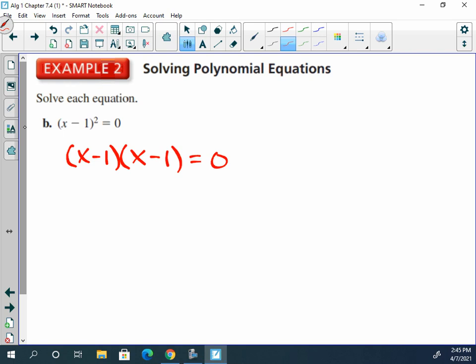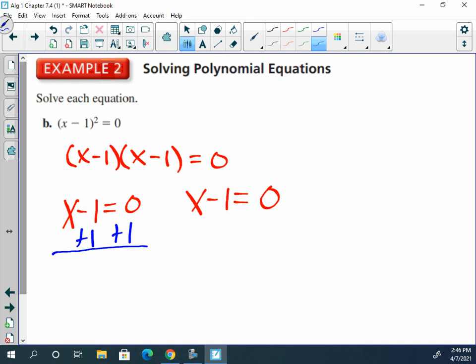So I do have two things that are being multiplied together to equal 0, yes? I have x minus 1 and x minus 1. So we can split those apart, and we can say that x minus 1 is equal to 0, or that x minus 1 is equal to 0. So what can we do to solve for the value of x? We can add 1 to both sides, and we get that x is equal to 1.